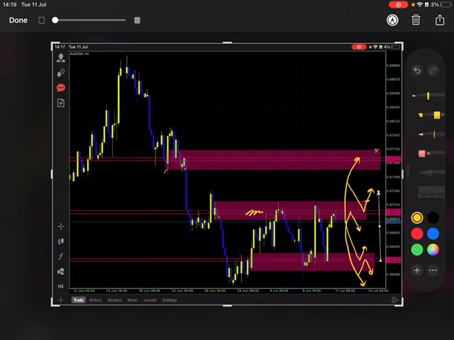So that's it for the 3 pairs. Please trade smart, trade wise. And if you have anything, just message me. If you want to let me check your mappings also, just message me.